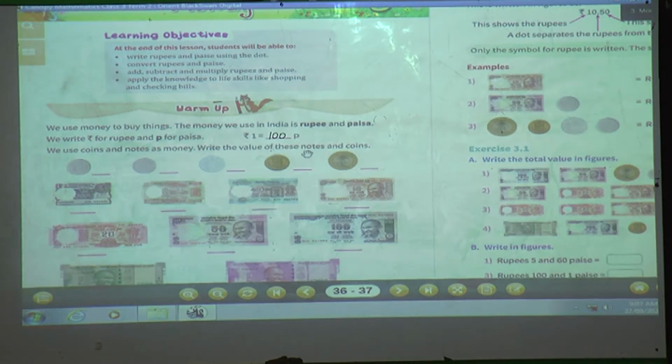Okay. Now we use coins and notes as money. See here, nowadays we are using coins and notes as money. Write the value of these notes and coins. Now I will show you one by one all the coins and notes which we are using nowadays, and we have to write their values.